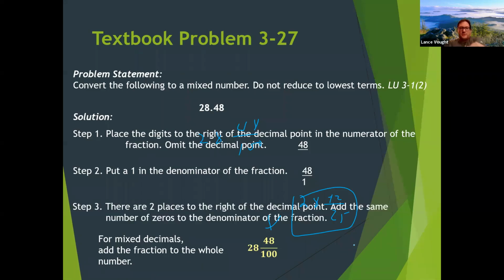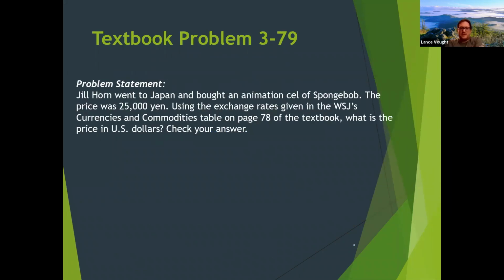Jill Horn went to Japan and bought an animation cell of SpongeBob. The price was 25,000 yen. What is the price in US dollars? I don't know, because I don't know what the exchange rate is. But apparently the exchange rate is that 1 yen is equal to 9/10 of a cent. So if you multiply 25,000 times 0.009087, you end up with $227.18.